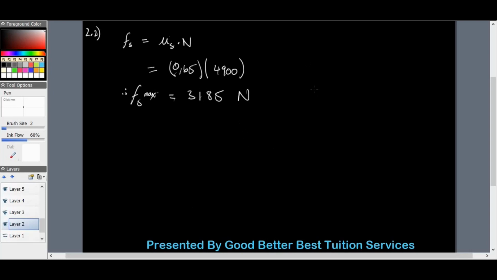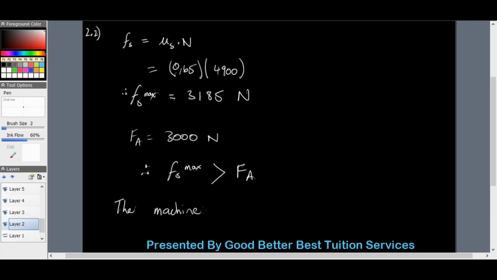Okay, and we also know that the force applied by the players was equal to 3,000 newtons. So therefore the force of static friction is greater than that of force applied. So to conclude, in our final answer, will the machine move or not? Yes, it will.